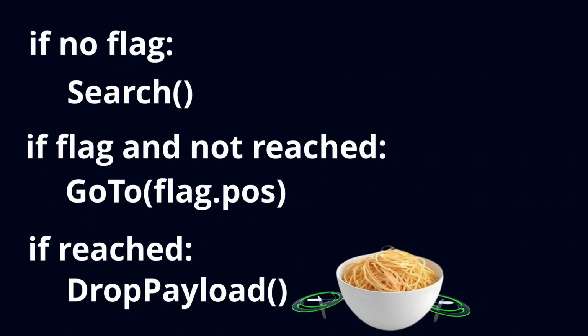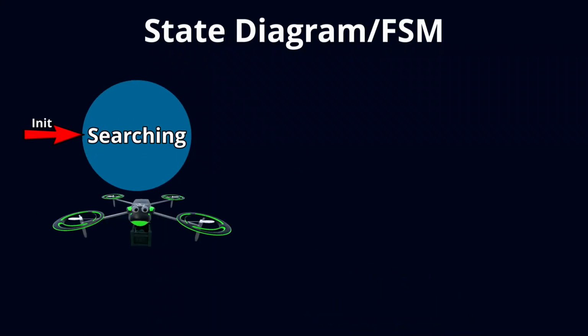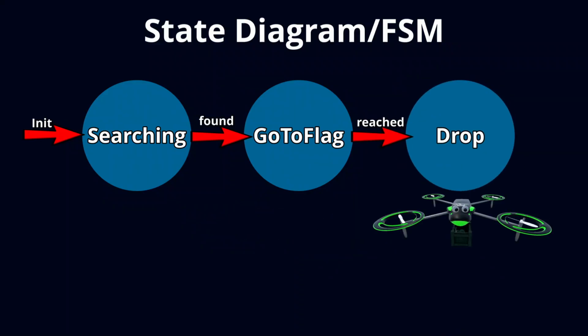Our code is quickly becoming spaghetti, and we only have 3 states. What if we added more? This will be really painful to manage. A clearer structure is called a state diagram, or finite state machine. It indicates that at any given moment, our drone is in one and only one state. Initially, we start at the searching state. When we find a flag, we transition to a different state to start going to the flag. When we reach the flag, we transition to a state to drop the package. And if we are done dropping the package, we transition to a state to bring us home.